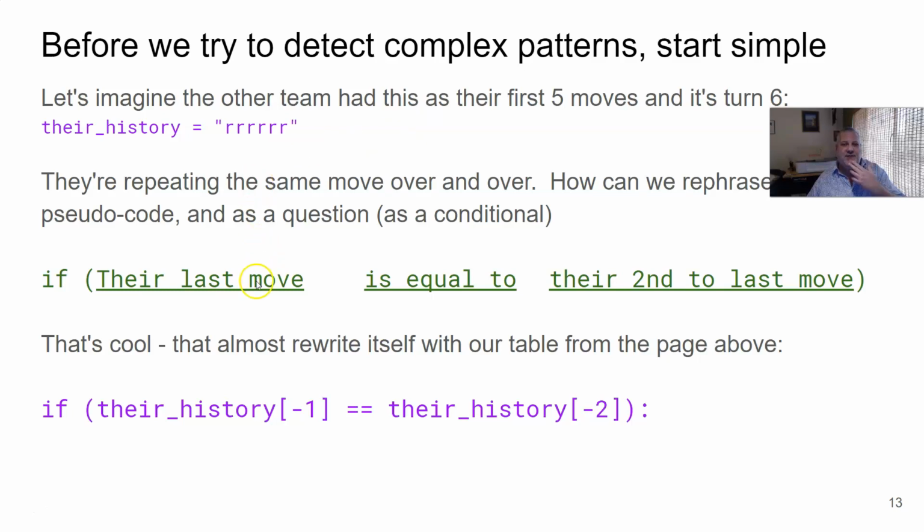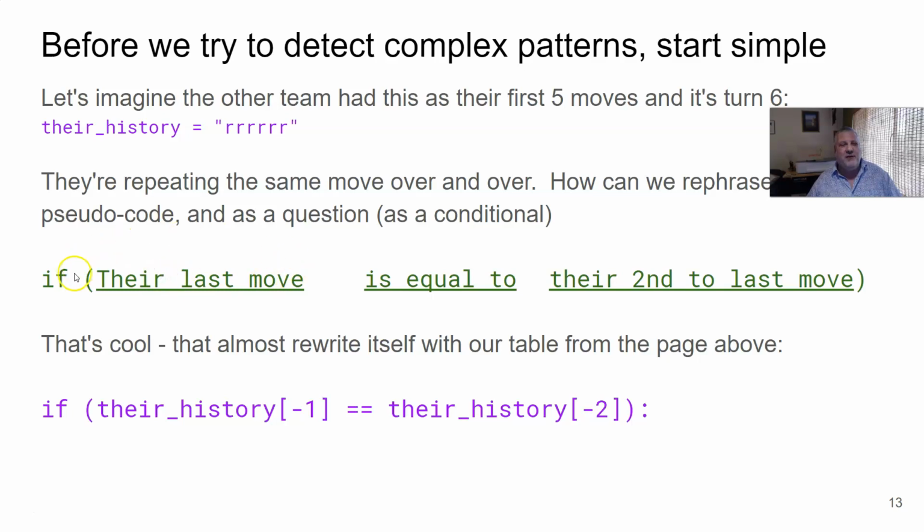Now, how can I check that their last 2 moves are the same? Well, if I do that in pseudocode, where I'm still using English but speaking like a computer: if their last move is equal to their second to last move, then I know they played the same thing twice in a row. Their last 2 throws were the same.